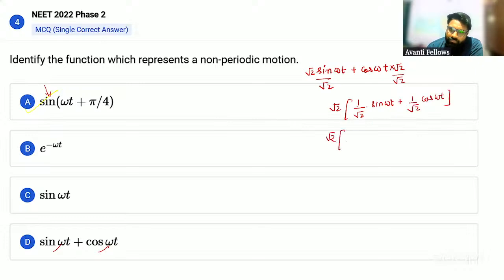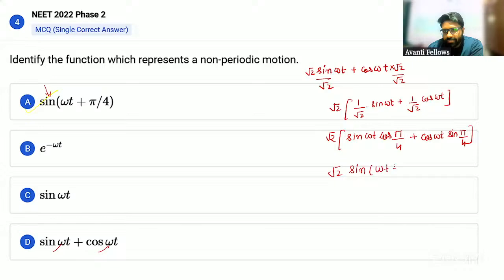Now root 2 into 1 by root 2, I can write cos pi by 4, right, sin pi by 4 also I can write, but cos pi by 4 also, plus cos omega t sin pi by 4. So what would it become? Sin a cos b plus cos a sin b. This is sin of a plus b, which is omega t plus pi by 4.